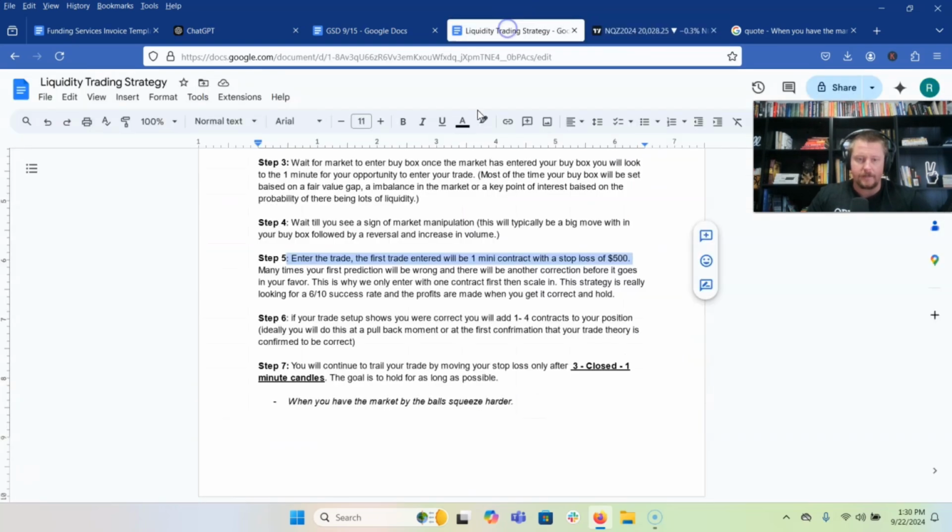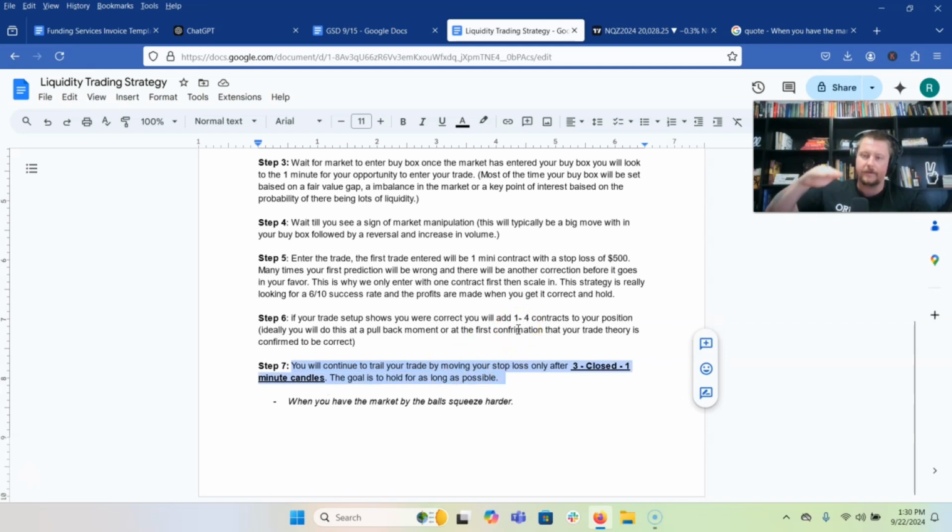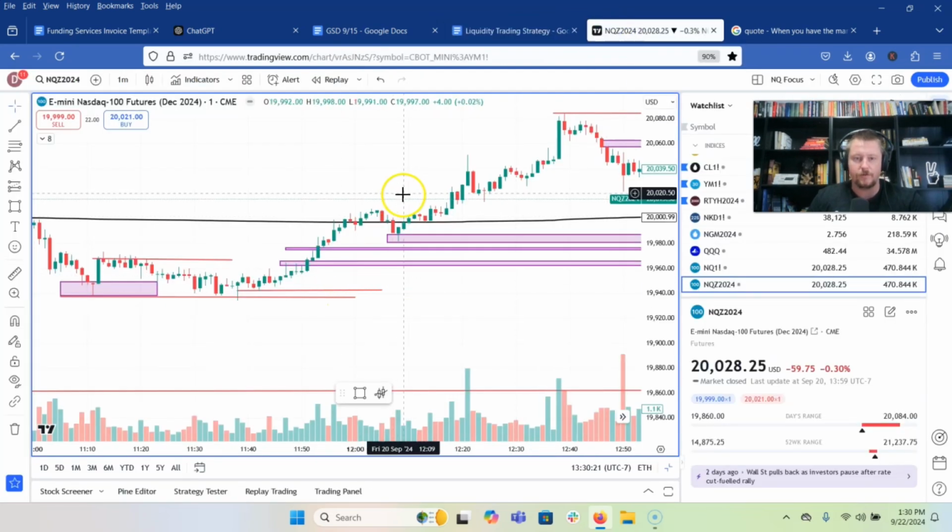These are mini contracts on the NQ. But you enter with 1 contract. As soon as you see the confirmation, you're doubling down. And then you're trailing with your stop loss 3 candles back. And you're trailing and you're trailing and you're trailing, and that's how you can make sure that you capture the most of each move.